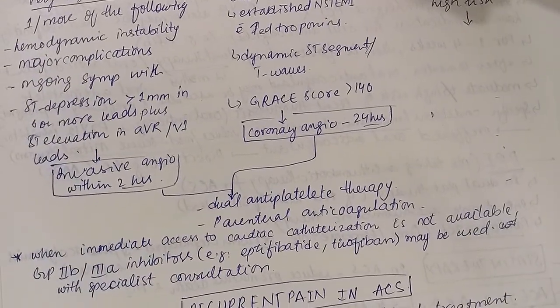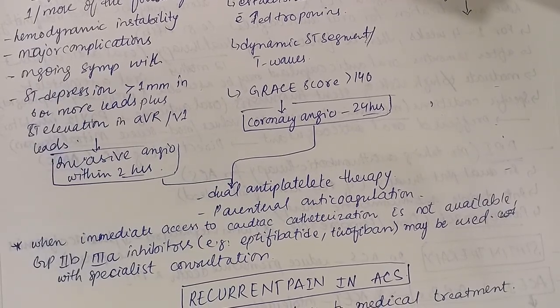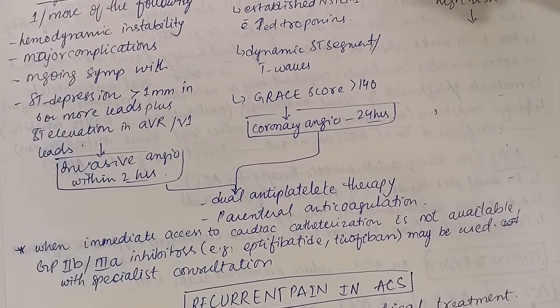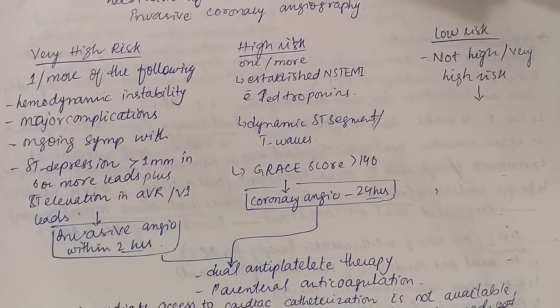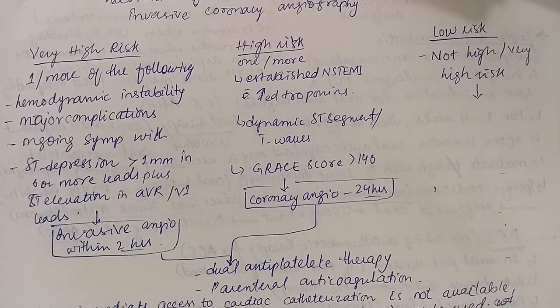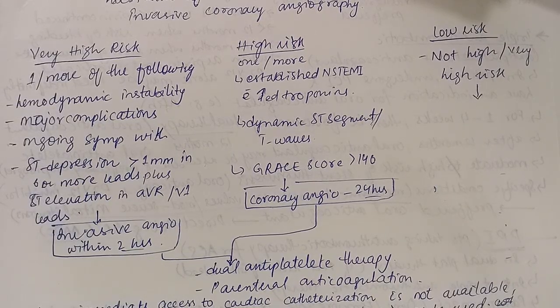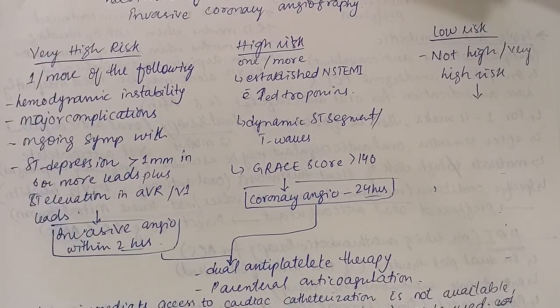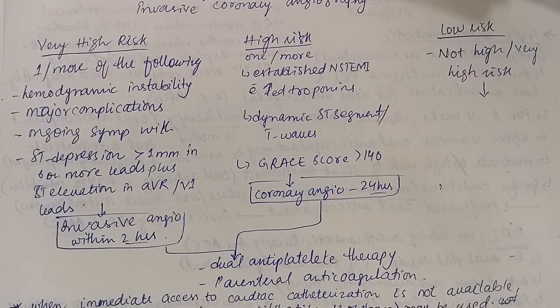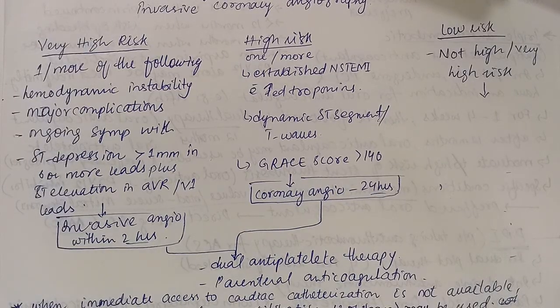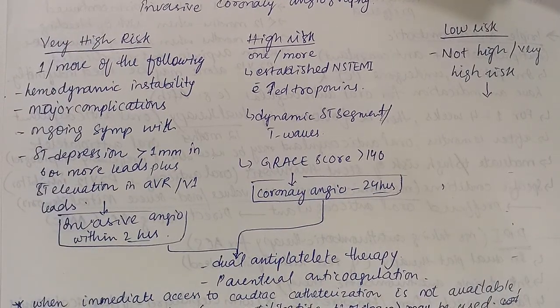Side by side, dual antiplatelet therapy is given, along with parenteral anticoagulation. And you have to note that thrombolytic therapy is not used in the case of non-ST elevation MI. So the ultimate management here is PCI, only PCI. On the other hand, when we were managing the ST elevation MI, if the PCI is not available, we can do thrombolysis. But in non-ST elevation acute coronary syndrome, thrombolytic therapy is not used.